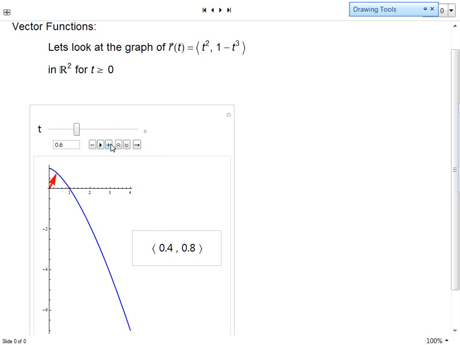As I start advancing my t, the vector it's drawing starts moving this way, right? You see that? Every point that it's pointing to is that curve, like that. It's just going to cycle through. So that vector valued function draws the path, that blue curve. Okay?